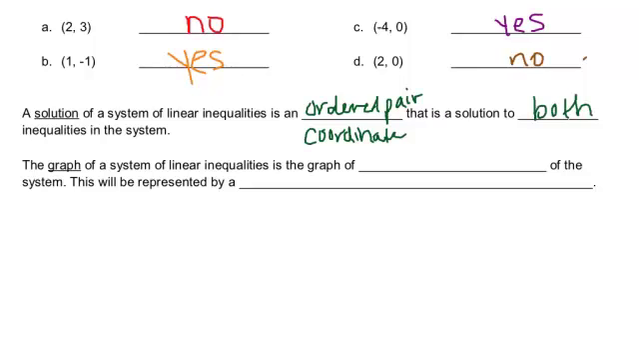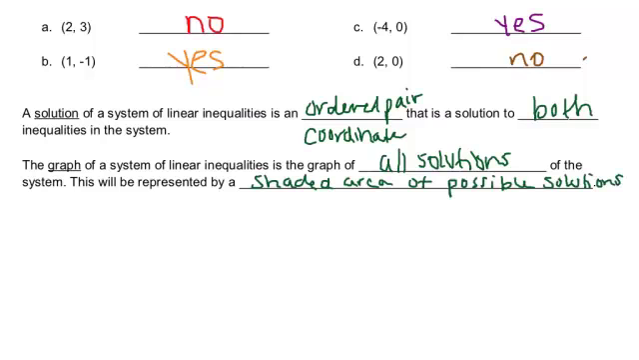The graph of a system of linear inequalities is the graph of all solutions of the system. They will be represented as a shaded area of possible solutions. So again, where both inequalities meet, where their shaded regions are both shaded together, that is the solution to a system of inequalities.